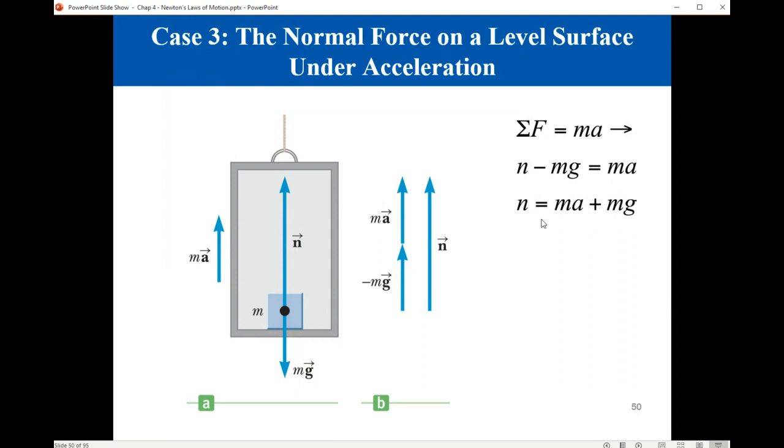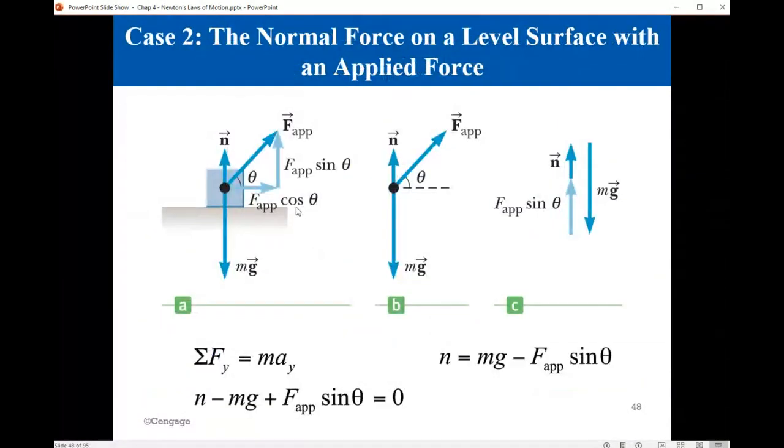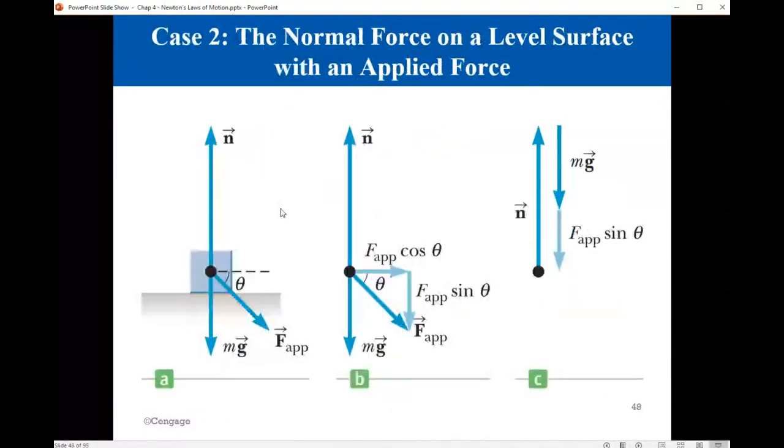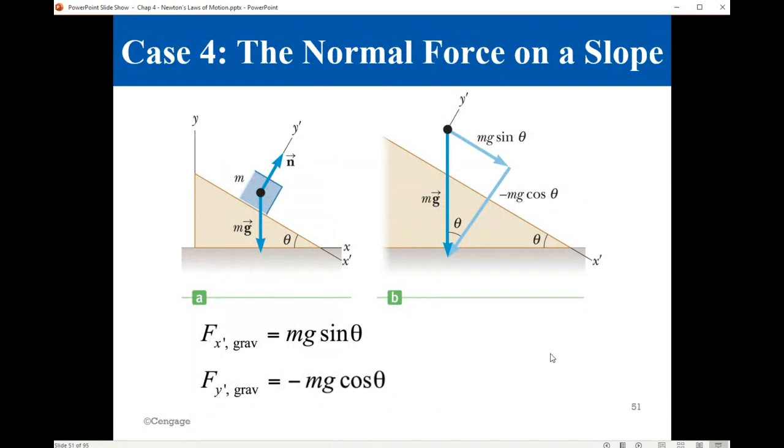Okay. So now we understand several things. We understand that N can be equal to mg if the object is on a flat, horizontal surface at rest. N can be greater than mg. It can be less than mg, depending on whether you have an external force acting this way, N is greater than mg, or acting this way, N is less than mg, or if you have motion with some acceleration, also N is greater than mg.